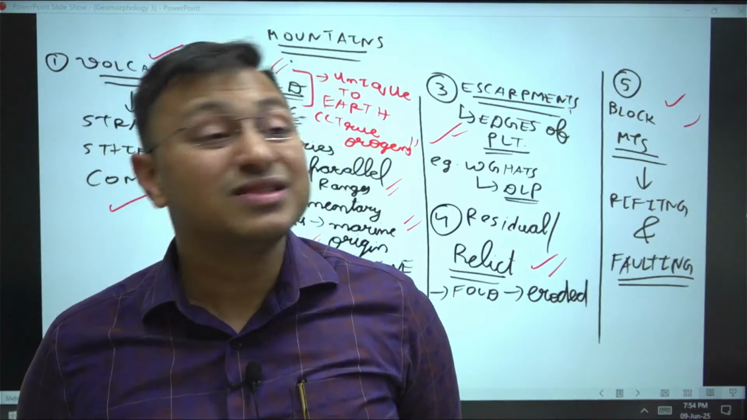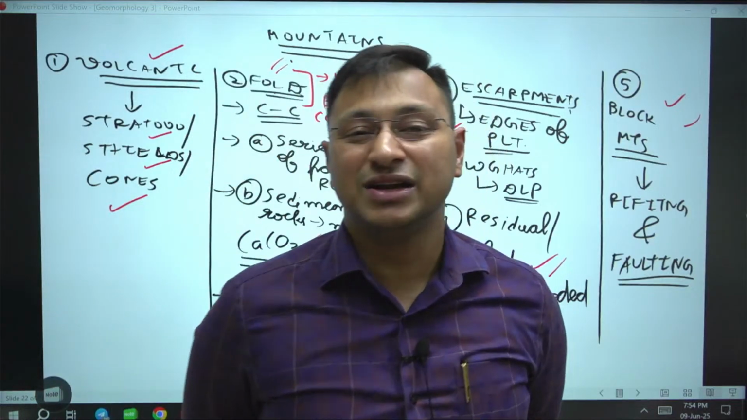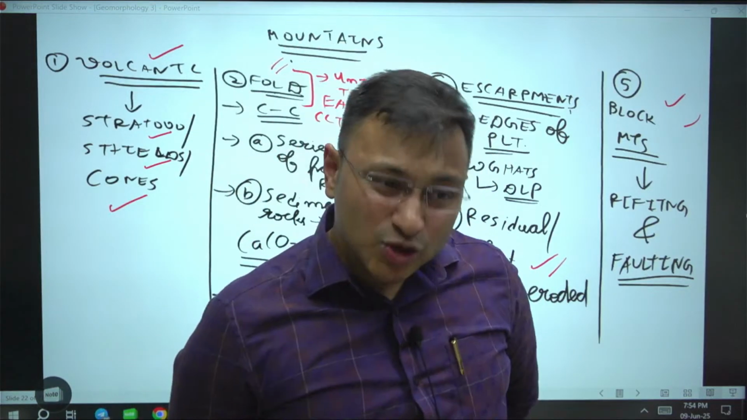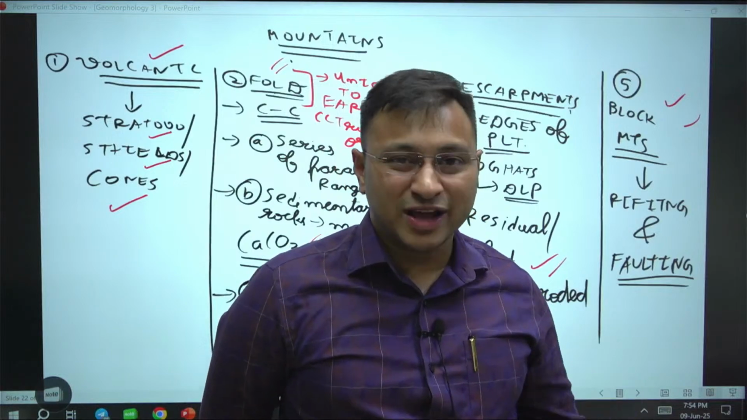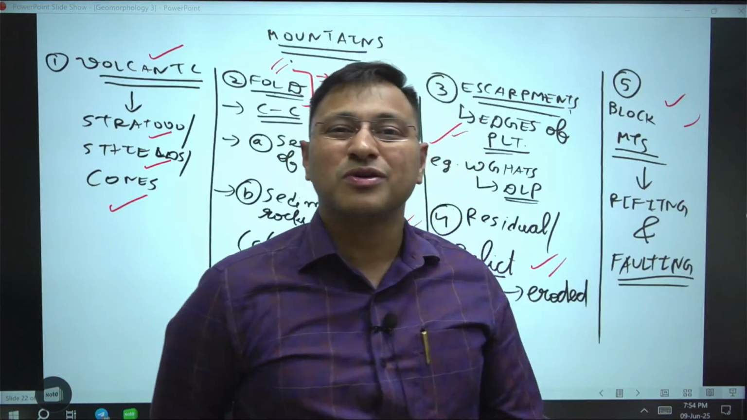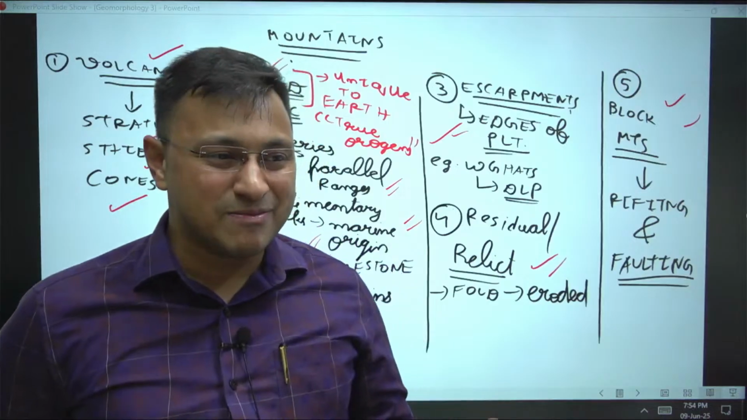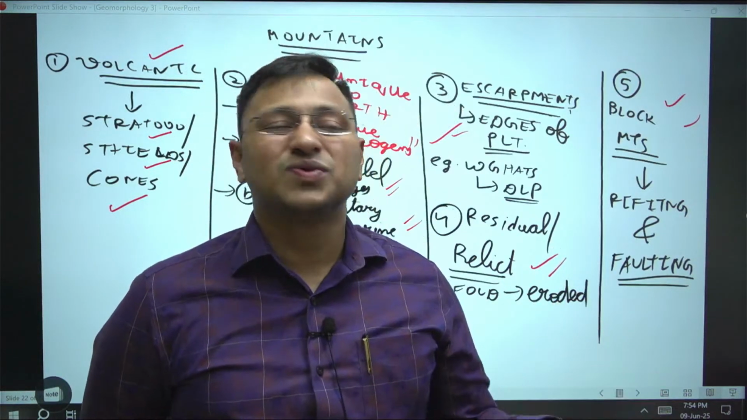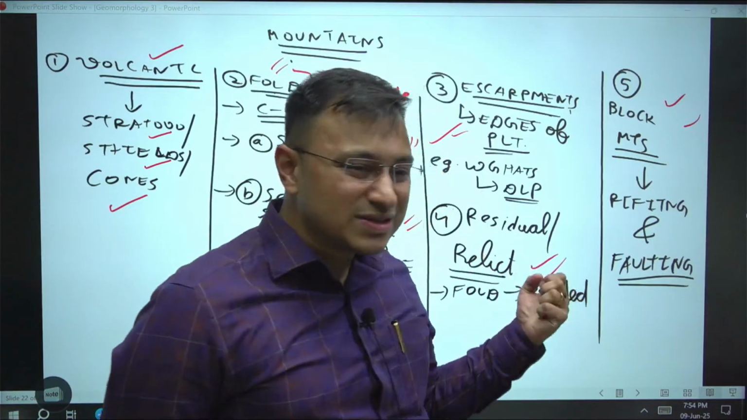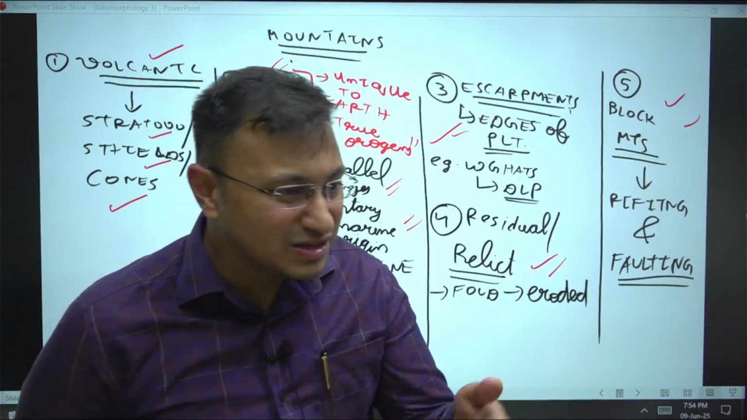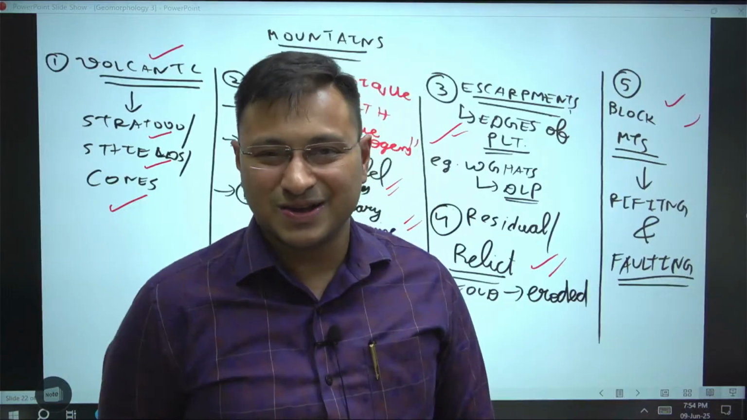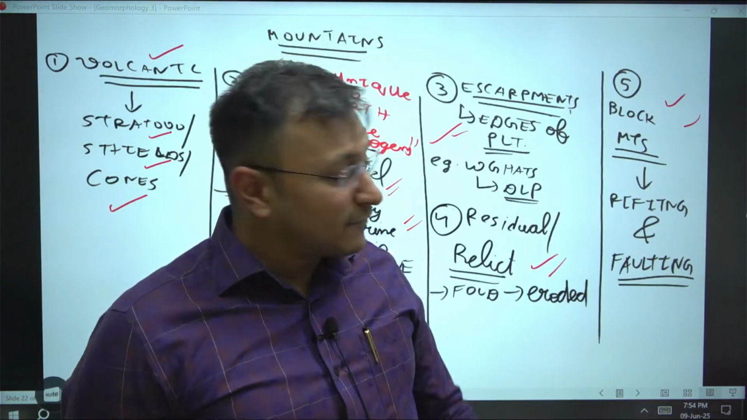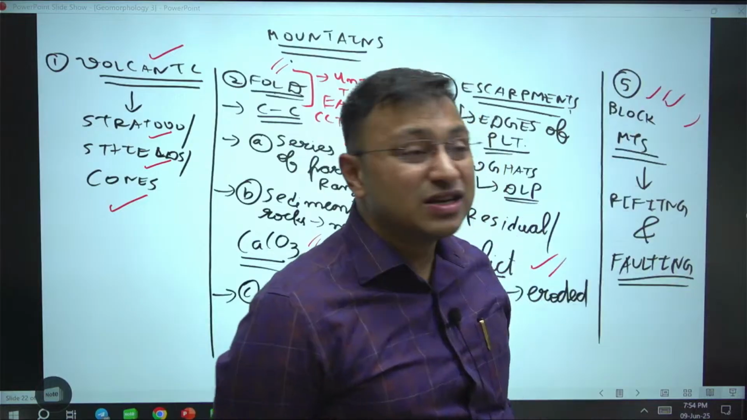Just imagine when they uplifted, how much high their elevation must be, right? But today, because of erosion, because of denudation, because of standing the test of time, they basically remain as residual/relict mountains. The average elevation is less than 600 meters. But the most important one, they are basically the block mountains.